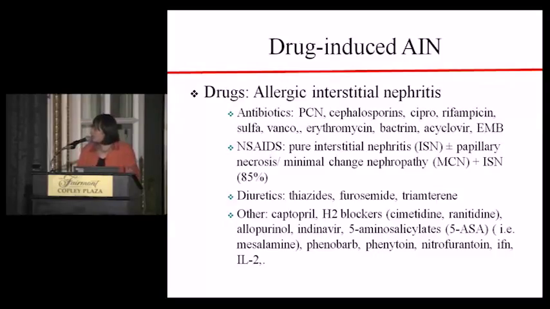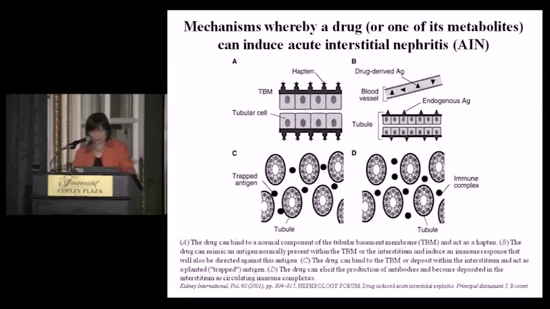Now, NSAIDs can cause interstitial nephritis alone, can also cause nephrotic range proteinuria, or both. Commonly associated is usually minimal change nephropathy. Okay, a little bit about H2 blockers. If anything is reported associated with AIN, so far we have seen it's related to cimetidine. Otherwise, H2 blockers are very rarely linked to AIN.